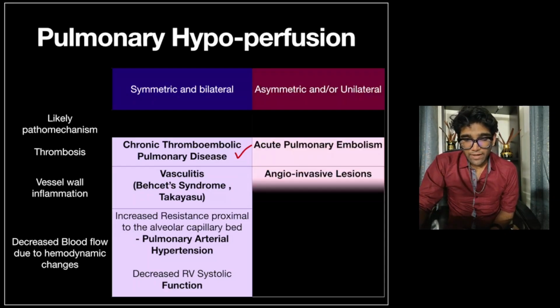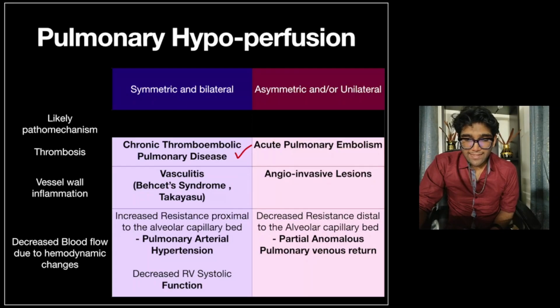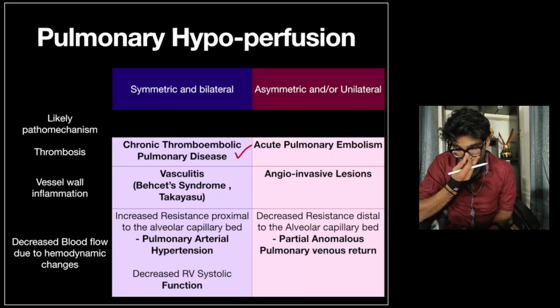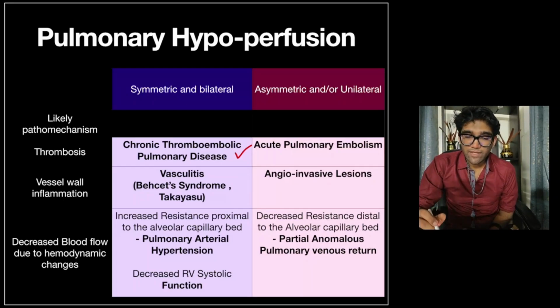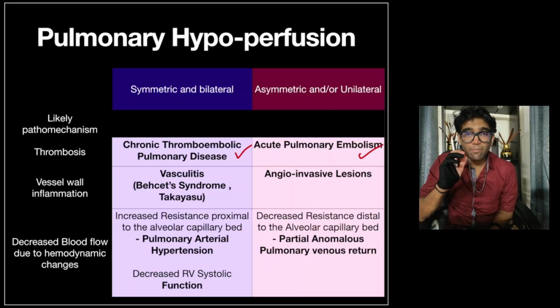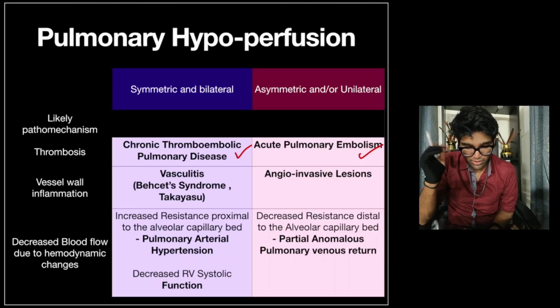Now the next thing is asymmetric or unilateral. Significant asymmetry may occur if there is a single thrombus or just a few thrombi. This usually happens with acute pulmonary embolism. It may happen with vessel wall lesions that are invasive, something invading the vessel wall, like invasive aspergillosis or even a vessel wall angiosarcoma. Such things, or pulmonary artery angiosarcoma or sarcoma.